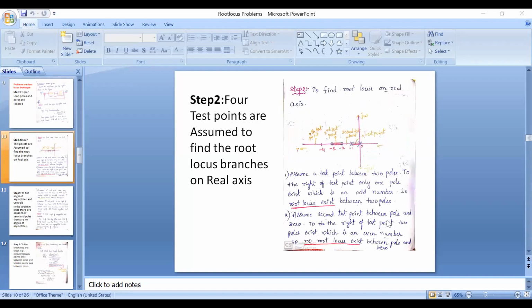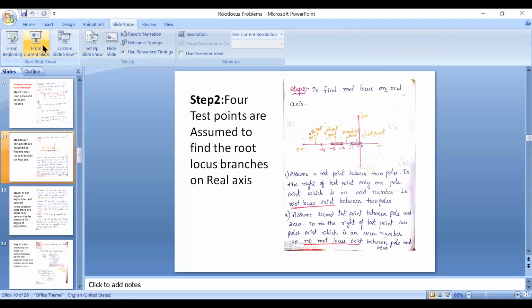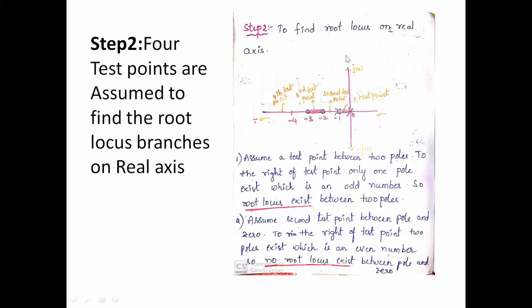Okay, coming to the next step. If you observe, find root locus on real axis. In the just now I have said how to find the root locus on the real axis. Let us see this in the example. I think I am clear. I think everyone is listening to me. Please do listen. Yes, see here.